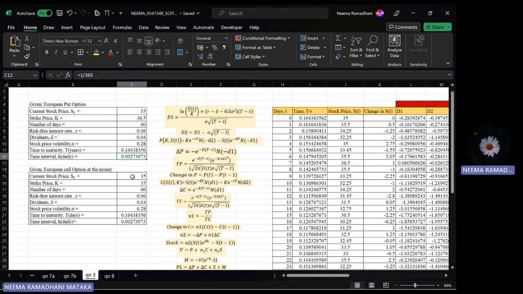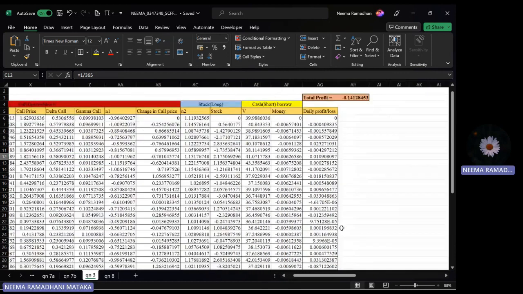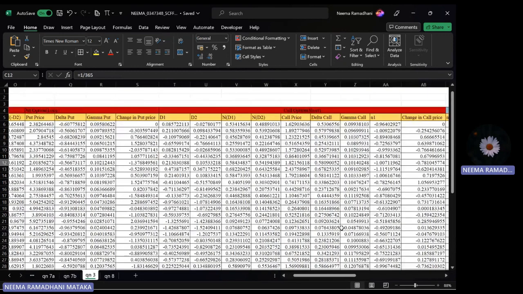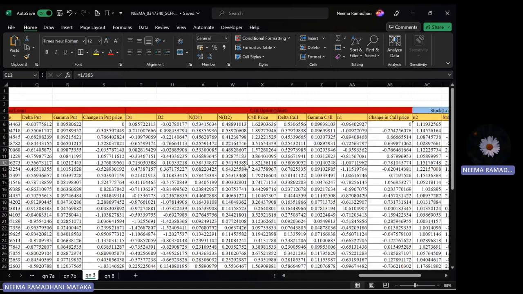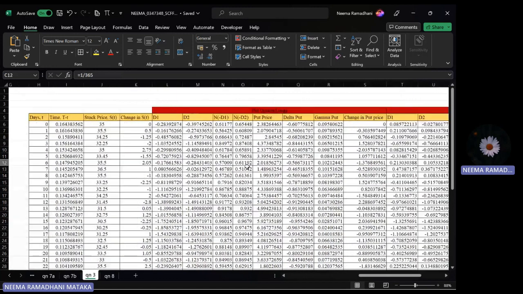So in this case, the strike price and the stock price will be the same, 35. The number of days is the same, which is 60 days. The risk-free rate and all this data is the same as the first table. So these are the formulas that we're going to use to create this table. And to calculate profit or loss, there are three components that are considered. The first is the derivative component, the second is the stock component, and the last is the cash component.